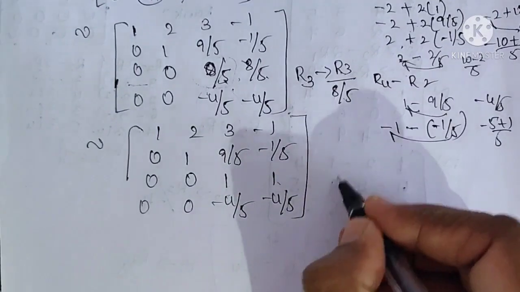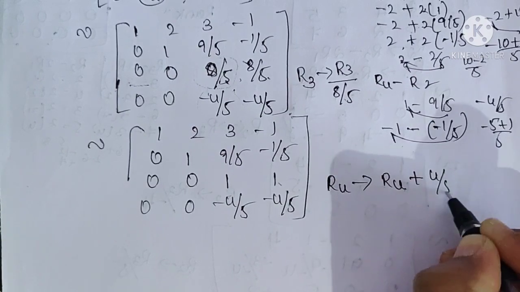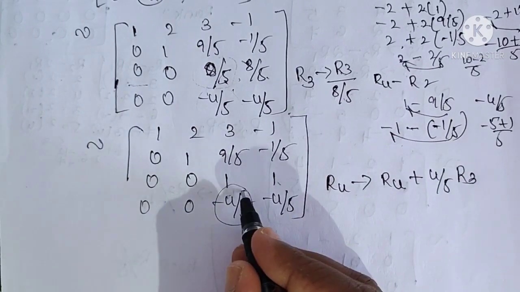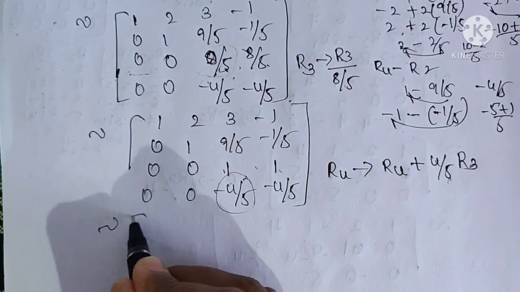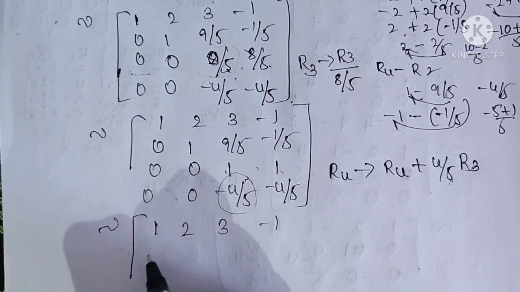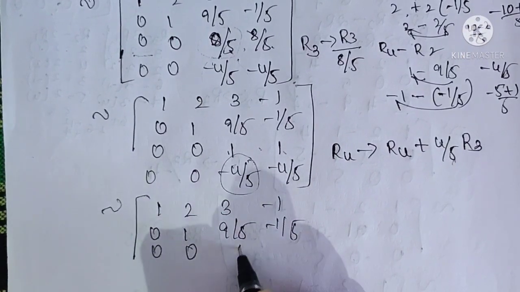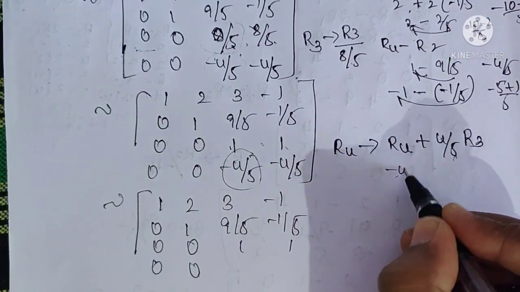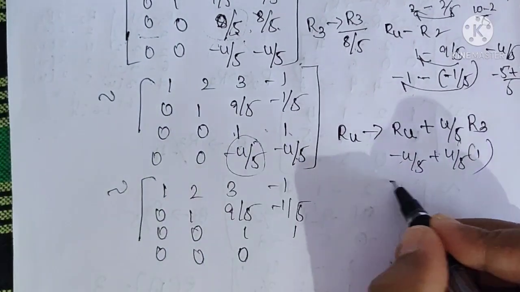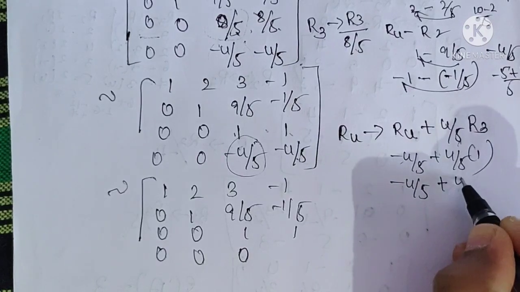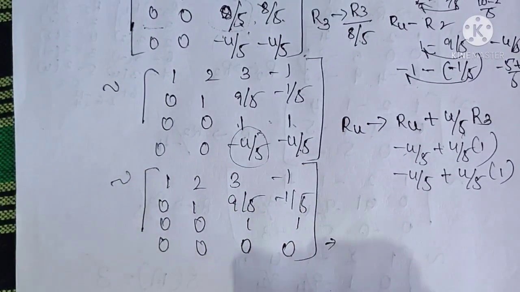Now apply row transformation. R4 changes to R4 plus 4 by 5 into R3. We have to make this element 0. Here 1 is there. For row 3 you multiply by 4 by 5. See here, row transformation gives 1 2 3 minus 1, 0 1 9 by 5 minus 1 by 5, 0 0 1 1, 0 0 minus 4 by 5 plus 4 by 5 into 1 is 0. Next element is minus 4 by 5 plus 4 by 5 into 1, that is also 0. Okay, this is the row reduced echelon form.